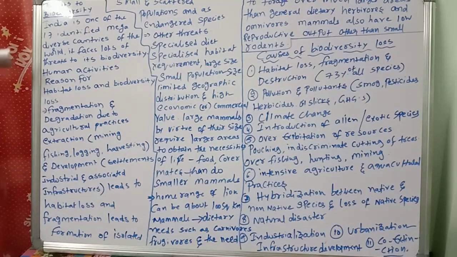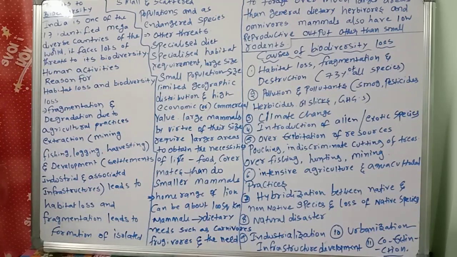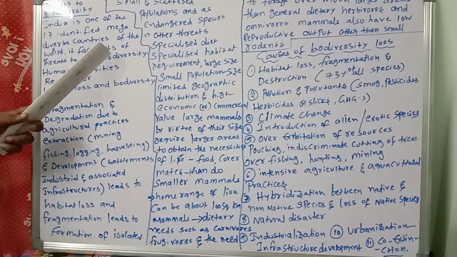See now, even though India is one of the 17 identified mega diverse countries of the world, it faces lots of threats to its biodiversity.